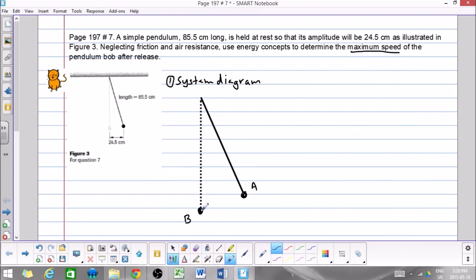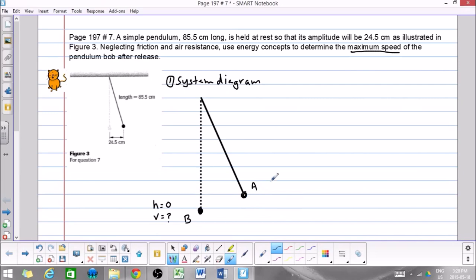So B is the lowest position in the situation we have here. So we'll say the height is 0 there. That's the most convenient thing to do generally, is to say h equals 0 at your lowest position. And the speed at B is the unknown that we're trying to find out.